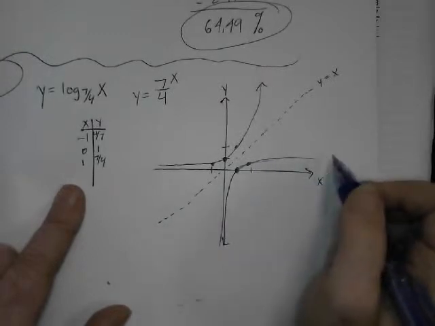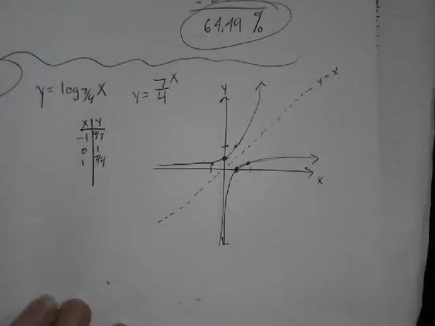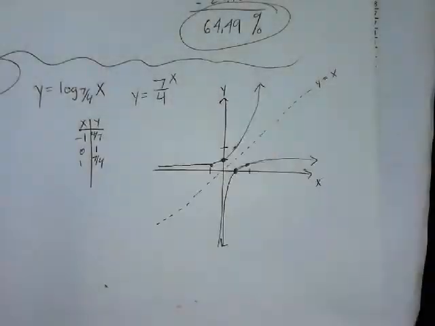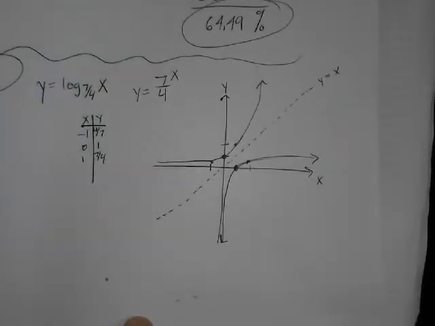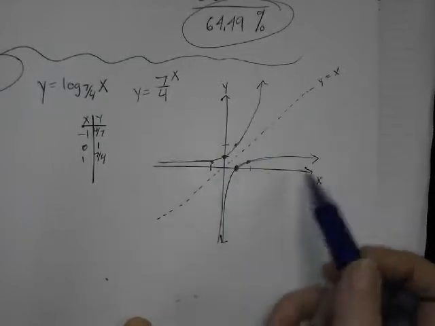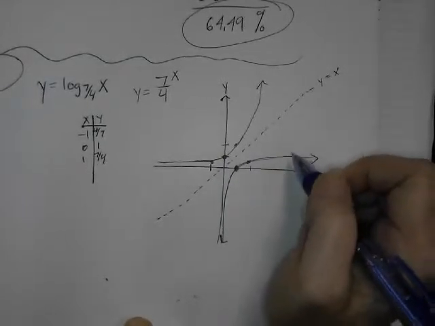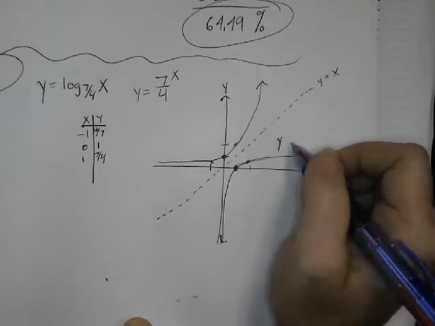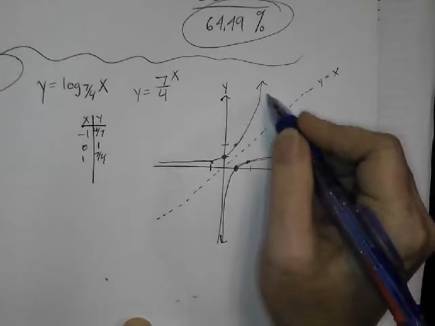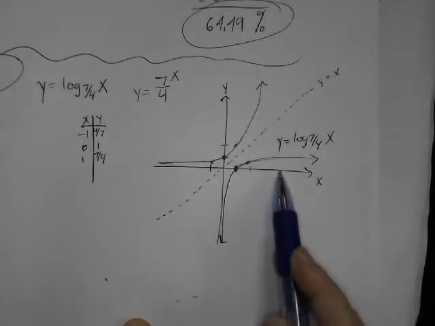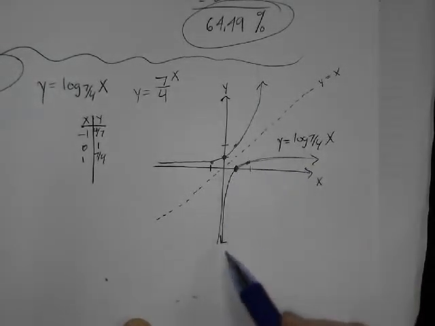It should look kind of like a mirror image, like if I folded it along the dotted line. So I know it looks like we just plotted some weird thing. This one down here is the actual graph that they asked you for. This is y equals log 7/4 x. That thing was just to help you graph. The real graph that they asked you for is just this piece down here.